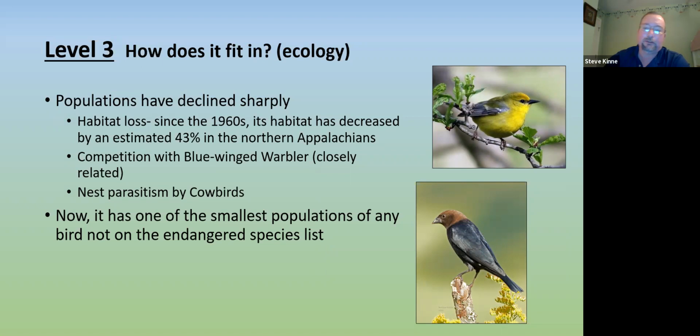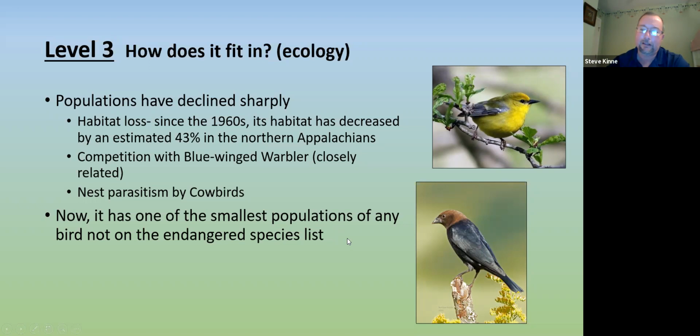And much of it has to do with habitat loss. In fact, they say since the 60s, the golden-winged warbler's habitat has decreased by an estimated 43% in the northern Appalachians. There are other things besides just habitat loss, though. You find out about competition with the blue-winged warbler. They're closely related, to the point that they're now interbreeding and they have kind of a hybrid. But as this happens, it's literally decreasing the population of the golden-winged warbler even more.